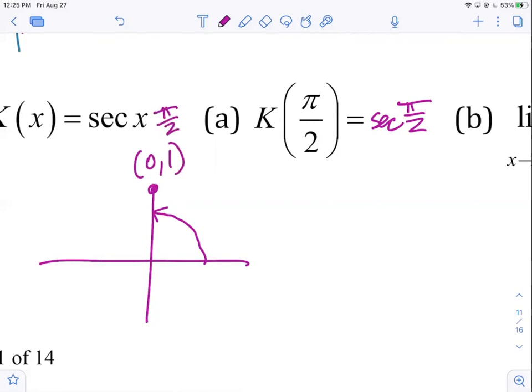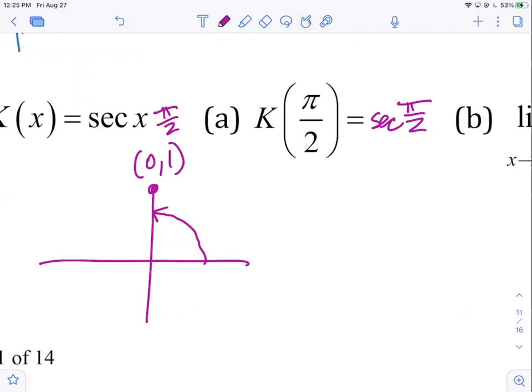Secant is the reciprocal of cosine. The cosine of pi halves is 0. The reciprocal of 0 is some type of infinity, which is DNE, right? It's some type of infinity. I told you that on the first day, right? The reciprocal of 0 is some type of infinity. The reciprocal of infinity is some type of 0.